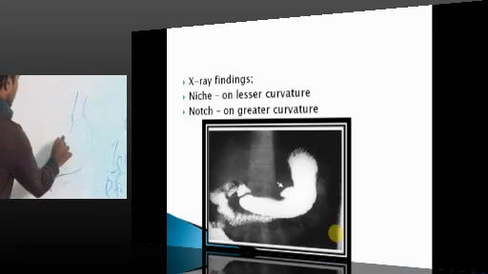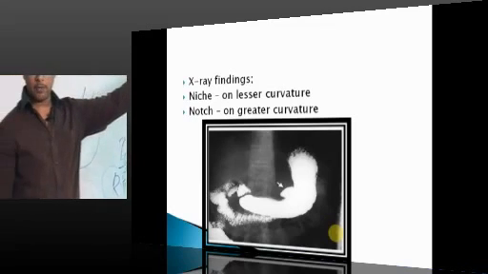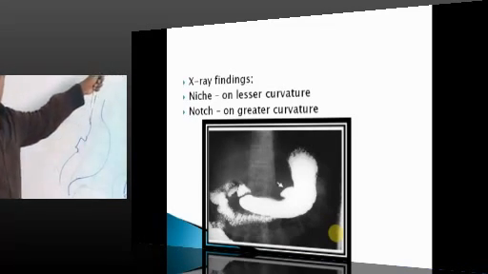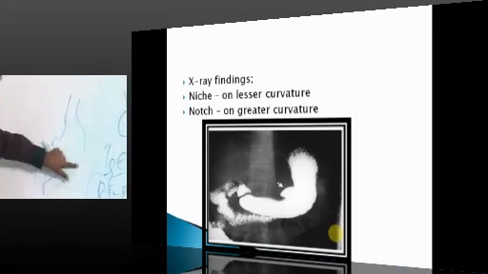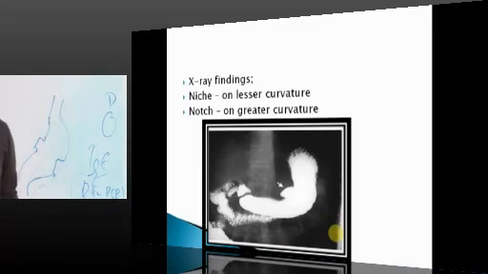Lesser curvature. Okay. There is an ulcer like this. That is the reason why you get a picture like that. Niche is present on lesser curvature. The surrounding notch is due to cicatrization. The surrounding notch is present on the greater curvature. Simply remember, niche is present on which curvature, notch is present on which curvature. If you don't know the concept, the reverse will appear in the exam.